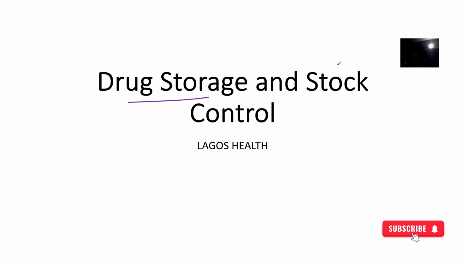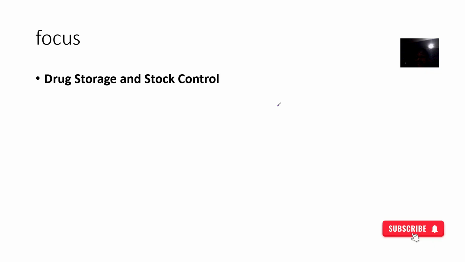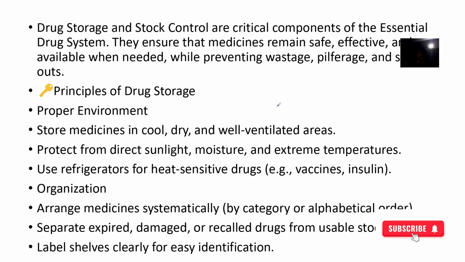And if I bring the drugs and the population buys them so much that I'm always running out of stock, how can I maintain the inflow of these drugs? Which supplier can I always rely on to come through for me in supplying these drugs? These two are critical components of the essential drug system. They ensure that medicines are safe, effective and available, and of course you are trying to keep what is needed so that you are avoiding wastages.